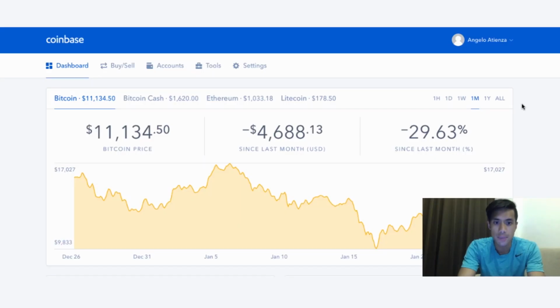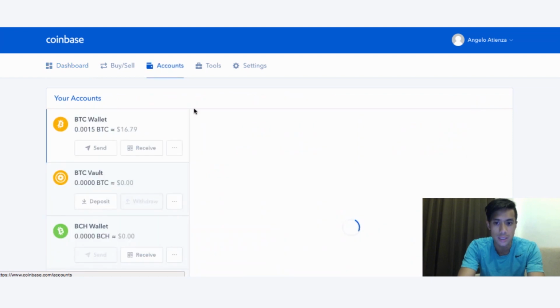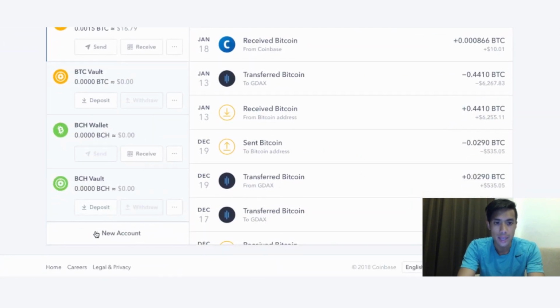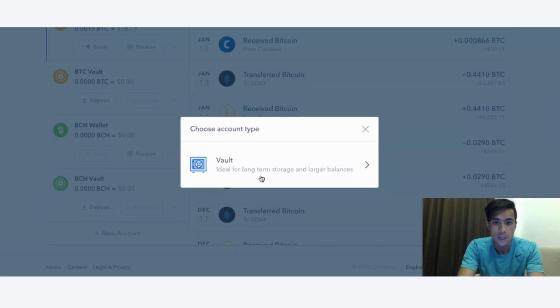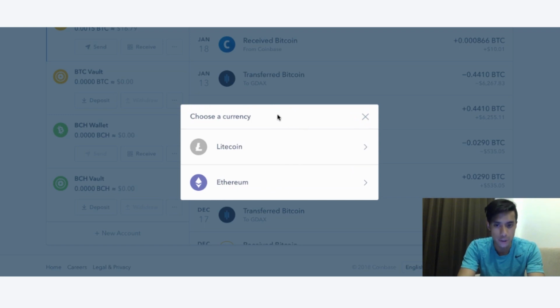The first step is to buy Bitcoin, since this is the main currency used to trade against most other coins. The easiest and most convenient site for you to use is Coinbase. Once you've registered, you'll land on the Coinbase dashboard. From here, you have to set up a Bitcoin vault before you can purchase Bitcoin by clicking on Accounts, then scroll down and click New Account. Click on Vault and choose Bitcoin as your currency, then name it whatever you want. I've already created a Bitcoin vault, so you won't see it here as an option on my screen.